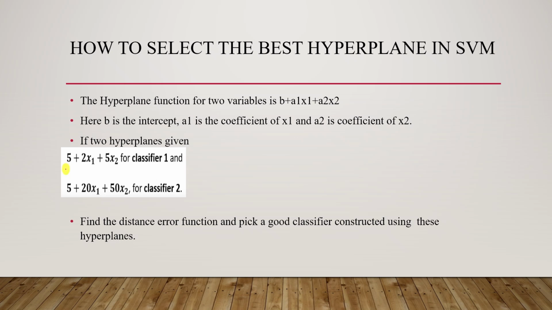that is 5 + 2x1 + 5x2, which is in the form of this function. In the same way, one more equation is given for classifier 2, that is 5 + 20x1 + 50x2. Now let us calculate the distance error function formula for these to pick the good classifier to construct the hyperplane, to identify the hyperplane.